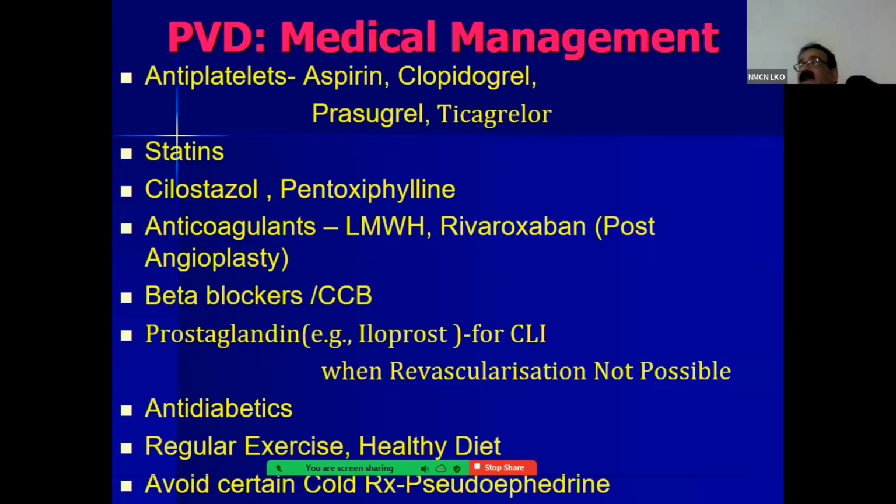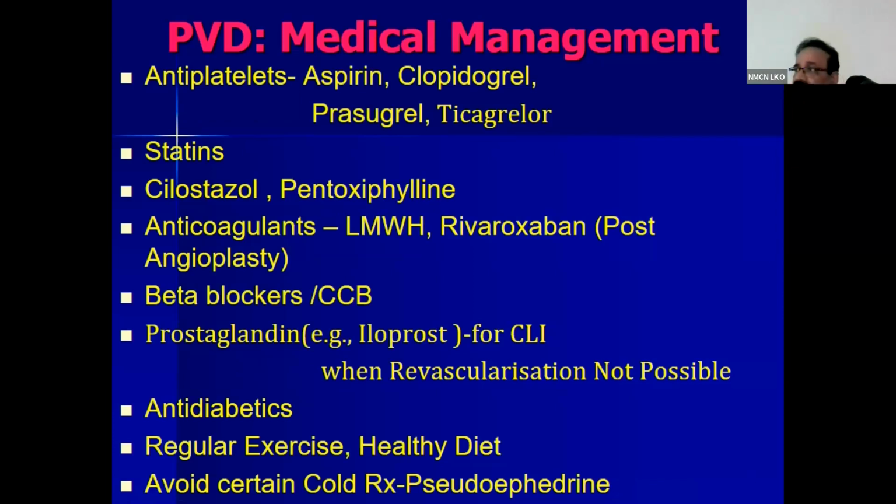And what is the medical management of peripheral vascular disease? You should also know this. Certain antiplatelet drugs like aspirin or clopidogrel should be given to the peripheral vascular disease patient. But nowadays, resistance to aspirin and clopidogrel has come up. That's why prasugrel or ticagrelor can be given. Then statins are a very important part of the treatment. Cilostazol, pentoxifylline. Cilostazol is a vasodilator, and pentoxifylline increases the flexibility of RBCs.